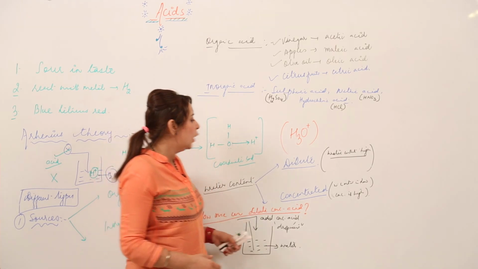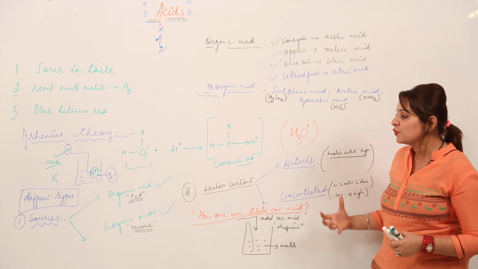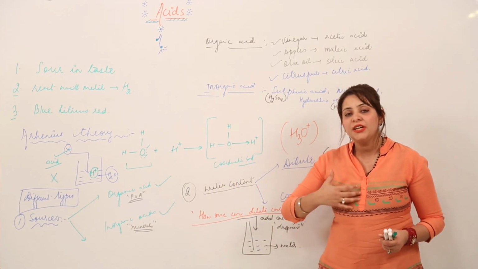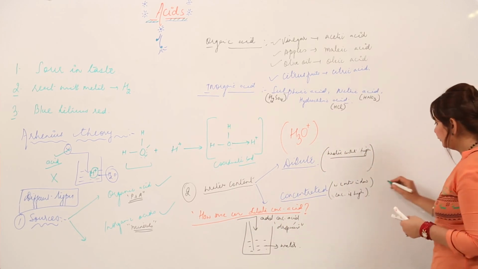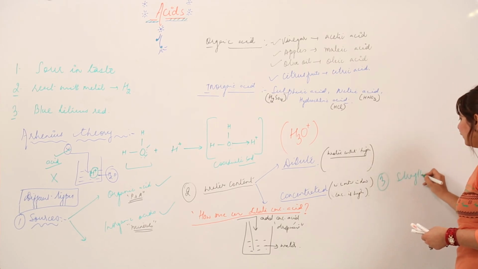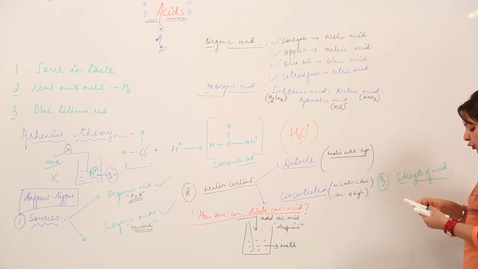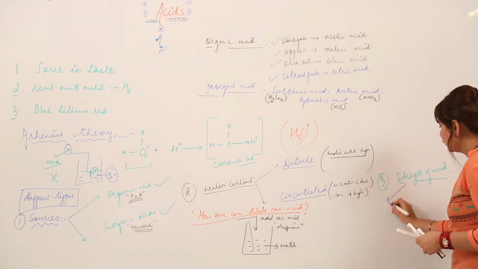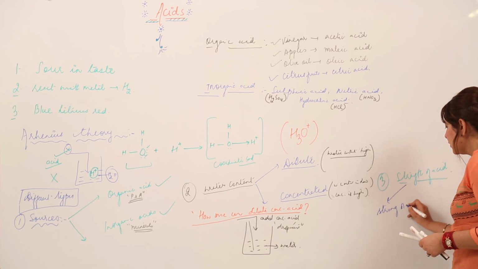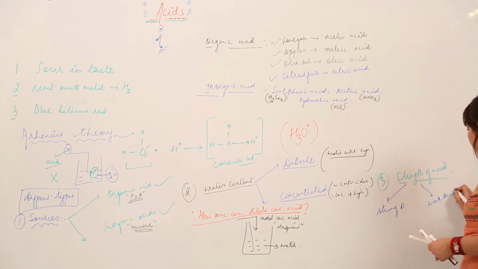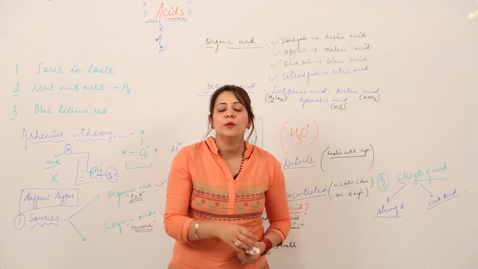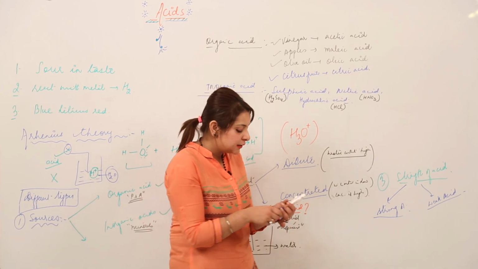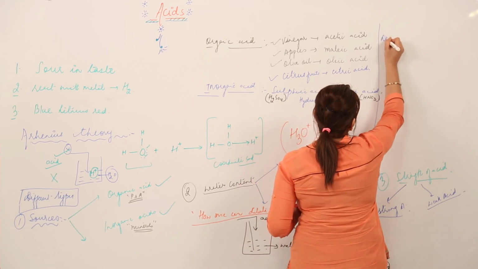Now we have seen the classification is not limited to the two. We have another type of classification as well, and that classification is on the basis of strength of an acid. So on the basis of strength, we have got two types of acids: one is strong acid and the other is weak acid, right? But before you learn the strength of acid, I would like to make you familiar with one term. That term is degree of dissociation.